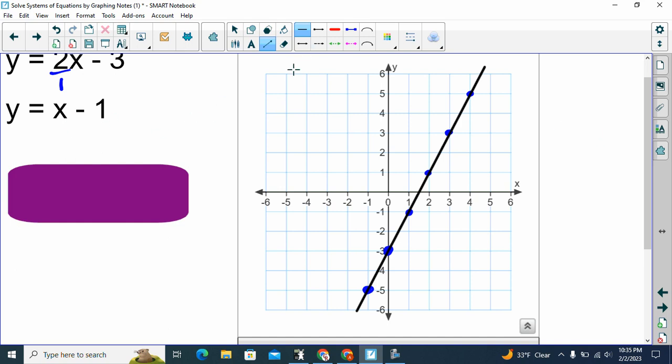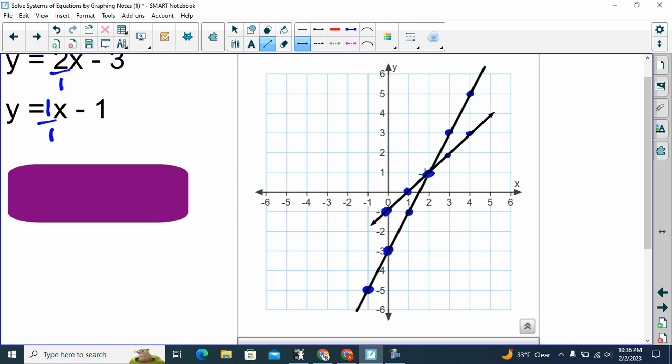Y equals x minus 1 has a y-intercept of -1. And the slope is understood to be 1. We're going to go up 1 over 1. And remember, we're looking for where the lines cross. Once I have found where they cross, I graph a couple more points on that side. But I don't need to fill up the entire graph now. Once I've found that intersection point, we graph our line in there.